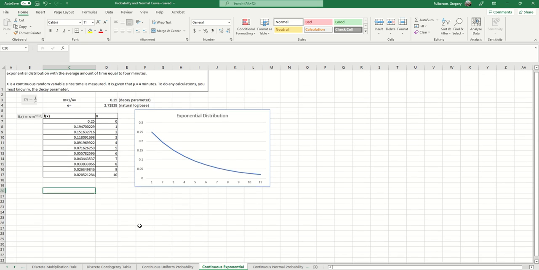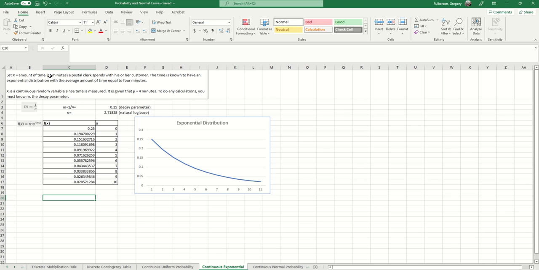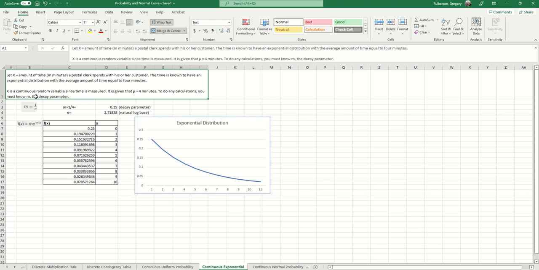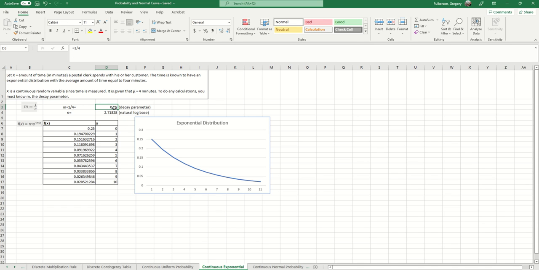This is an exponential example. So it says let x equal the amount of time in minutes a postal clerk spends with their customer. Time is known to have an exponential distribution with the average amount of time equal to 4 minutes. And x is a continuous random variable. It's given with mean equals 4 minutes. So we need to know the decay parameter, which is m. So m is 1 over the mean. We know the mean is 4, so it's 1 over 4, which is 1/4 or 0.25, which is what we are calculating there.